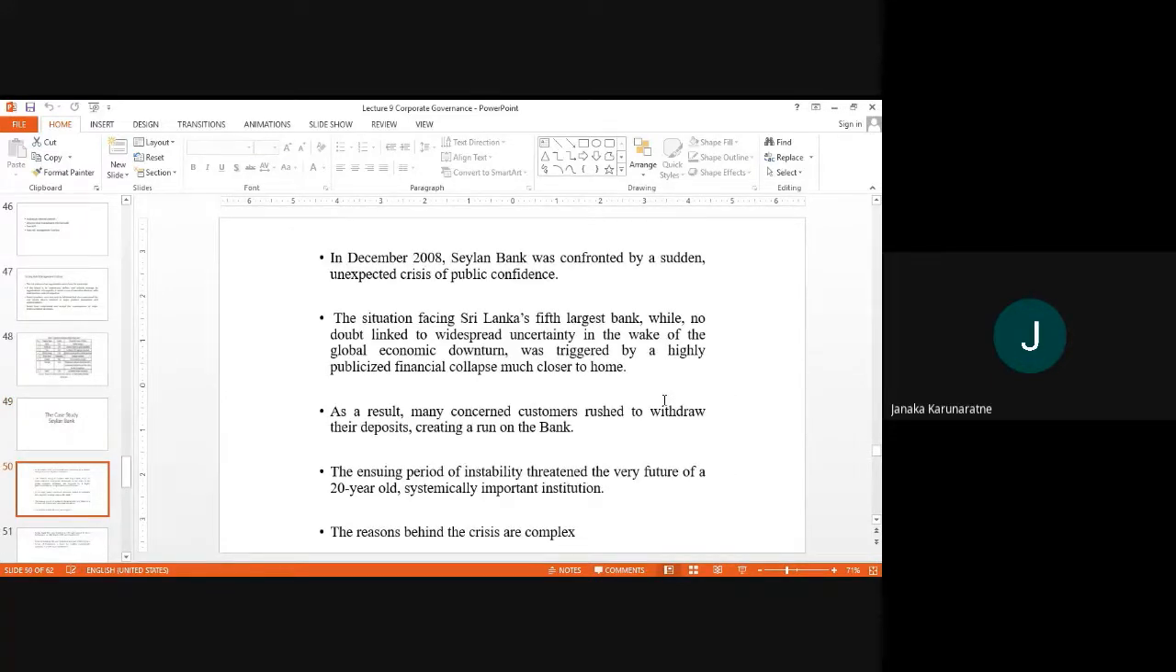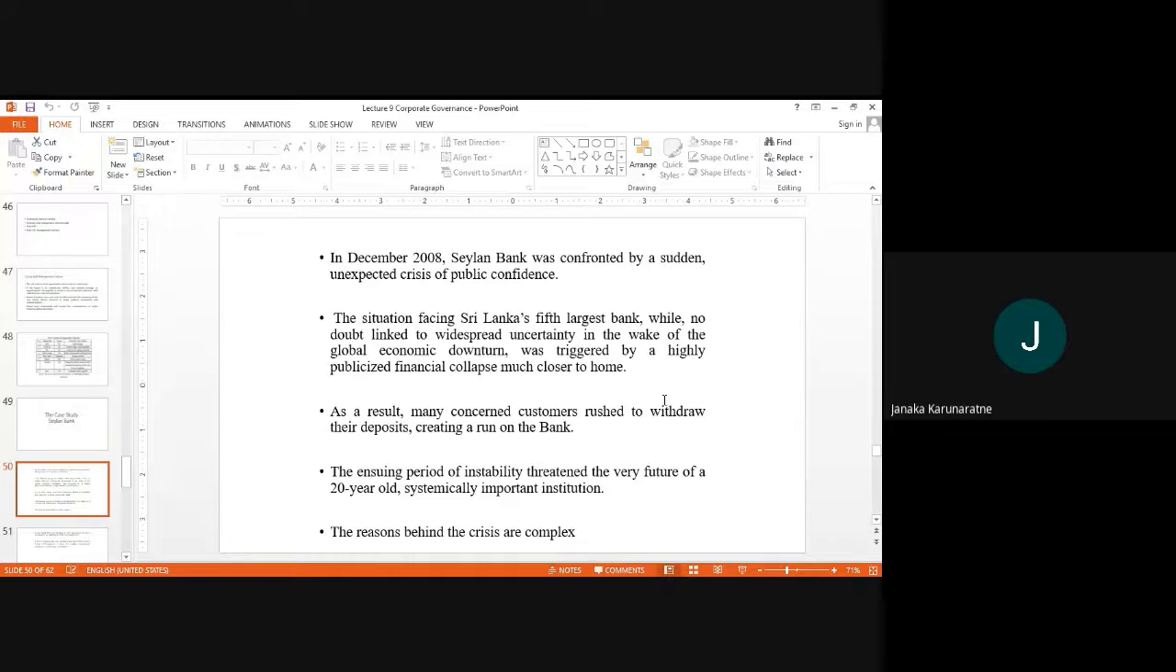So in December 2008, Ceylon Bank was confronted by a sudden, unexpected crisis of public confidence. At that time, it was the fifth largest bank, and while no doubt linked to widespread uncertainty in the wake of the global economy, unfortunately at that time the globe was also facing the great financial crisis, the global financial crisis, GFC, triggered by a highly publicized financial collapse much closer to home. But even though there is no direct relationship between the global financial crisis and problems in our financial system at that time, this is a classic independent case which went into problems.